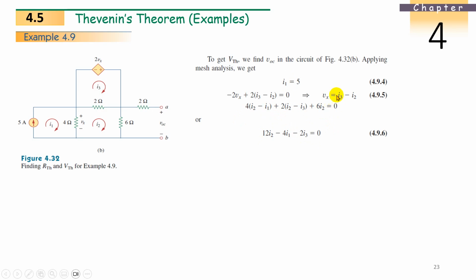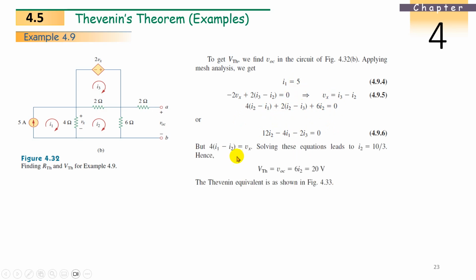How many equations do we have? Yeah, this is one equation and this is one equation. Now substitute, what is Vx? Vx is nothing but 4 times I1 minus I2, right? So solving this equation, I2 will become 10 by 3. Now VThevenin is nothing but VOC, that is 6 times I2. What is 6 I2? We got I2 as 10 by 3. So 6 multiplied by 10 divided by 3, that is 20 volts.